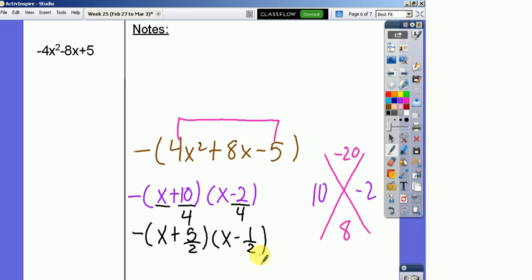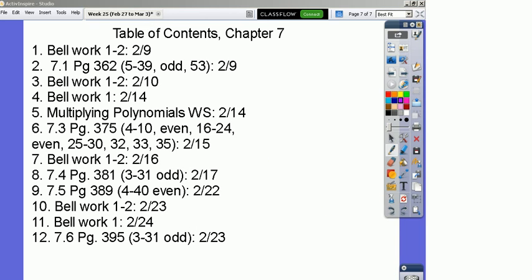And then you do bottoms up. Bottoms up, bottoms up. So you end up with negative still on the outside. And you have 2x plus 5 and 2x minus 1. Does that make sense? It's just a matter of reducing your fractions. If you reduce your fraction and you still get a fraction, then just do bottoms up. Okay, that's it. Here's your table of contents if you're watching the video.